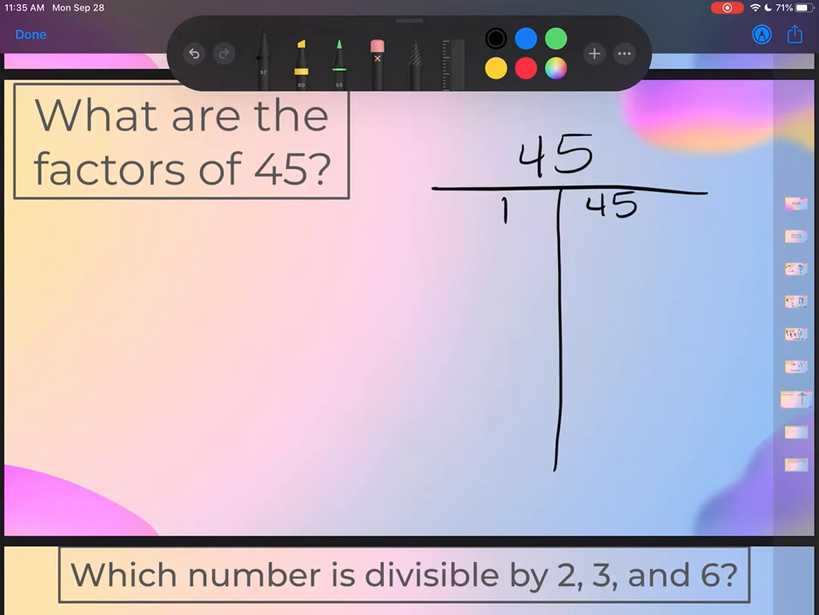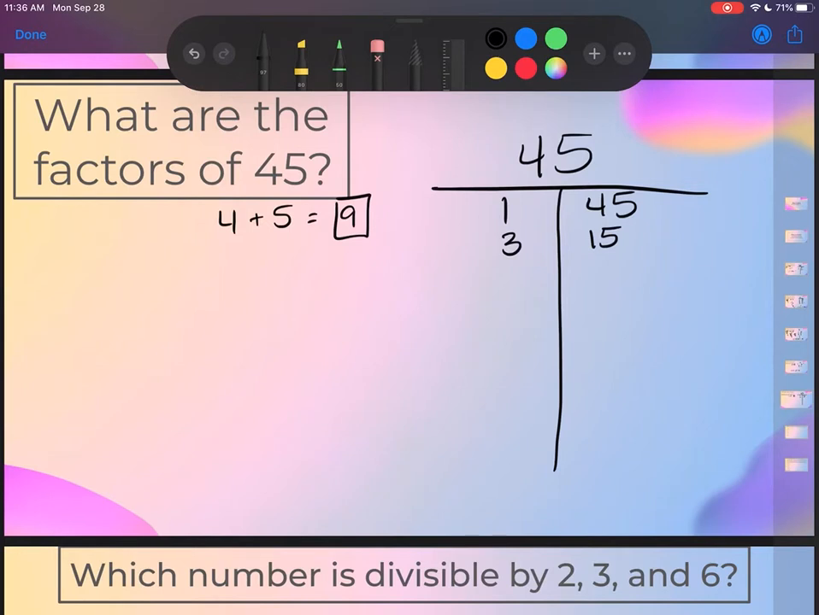So let's try 3. In order for a number to be divisible by 3, its digits have to add up to be a multiple of 3, right? So let's do 4 plus 5. 4 plus 5 is 9, so its digit sum is 9. Is 9 a multiple of 3? If I skip count by 3, I get 3, 6, 9. So it is a multiple of 3, right? So that means 45 is divisible by 3. So 3 times what is 45? You could do the division on the side to figure it out if you don't know it. I know, though, that 3 times 15 is 45.